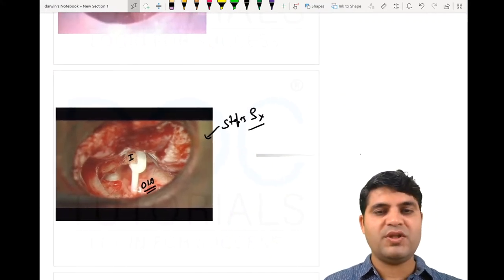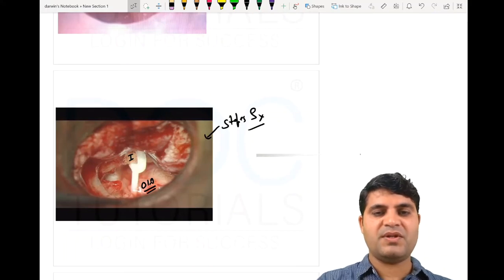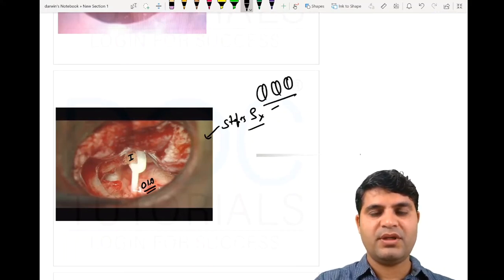So please don't make this mistake. This is stapes surgery. A very important question that can be asked as image based.